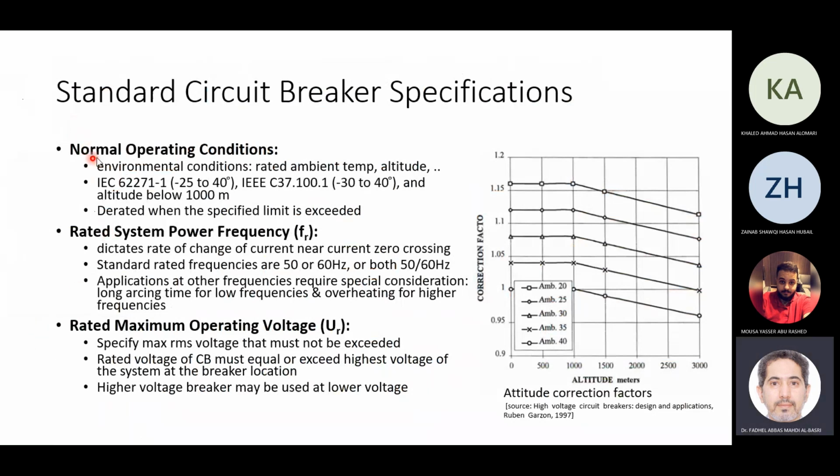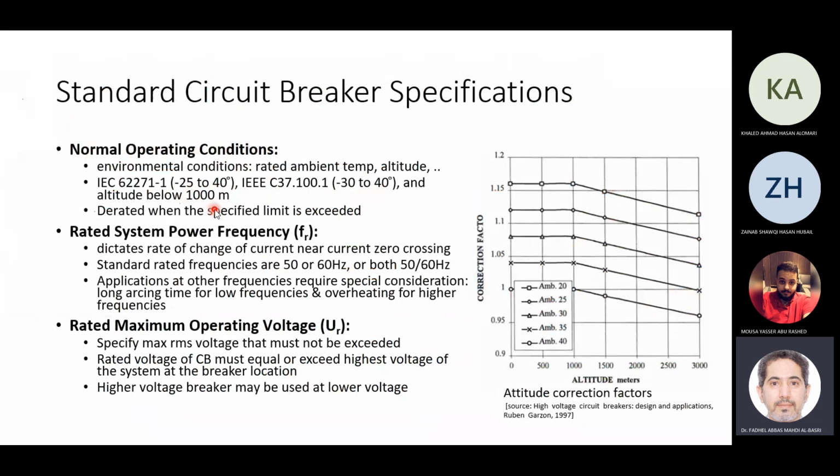So you have nominal operating conditions, or normal operating conditions. All circuit breakers are rated at a specific temperature and a specific altitude. Most, as per the IEEE standard, define the ambient temperature from minus 25 to 40 degrees, and for IEC minus 40 to 40, and the altitude is less than 1000.